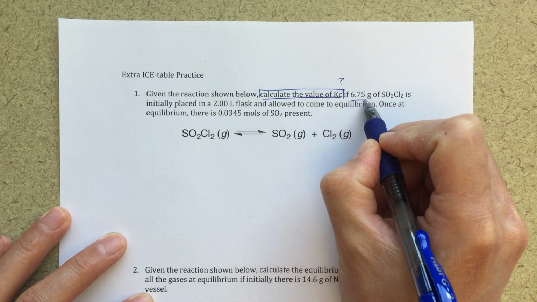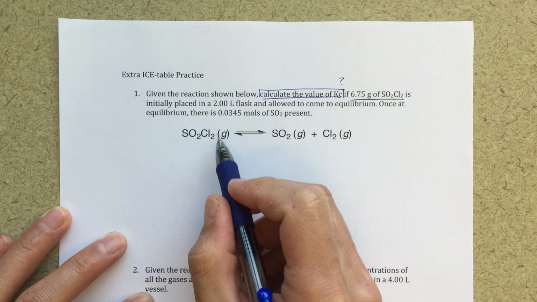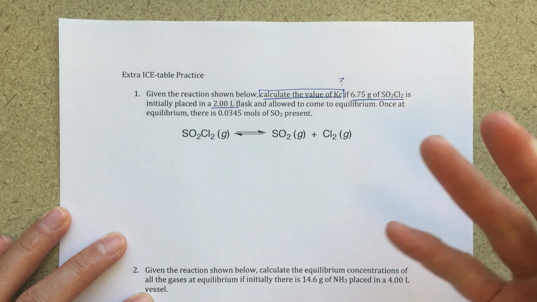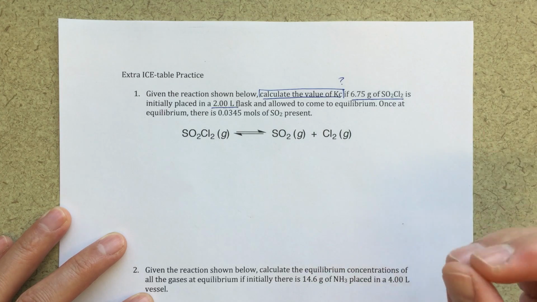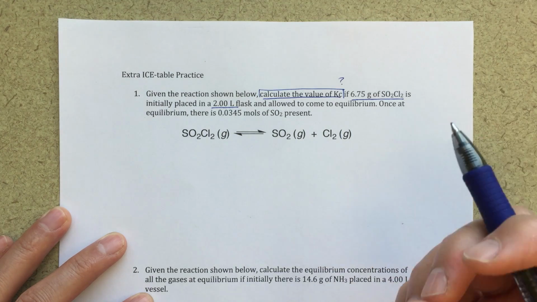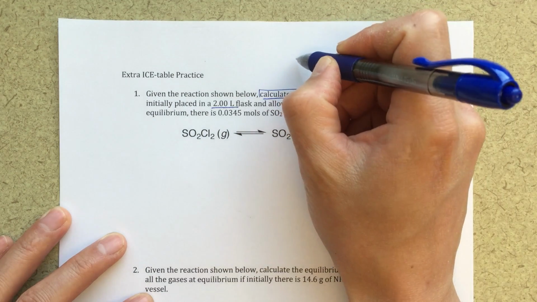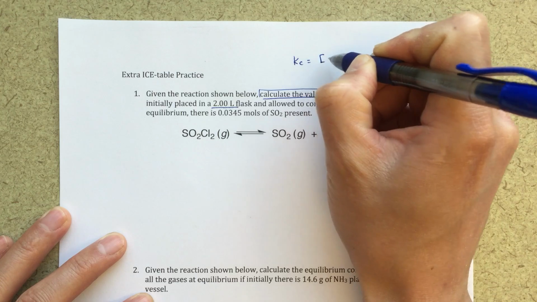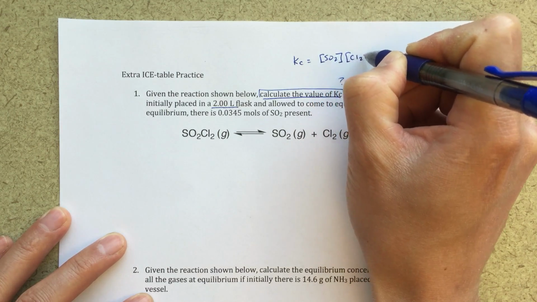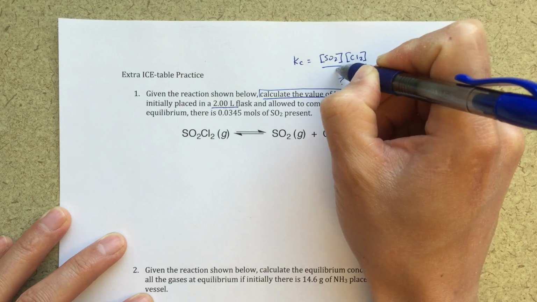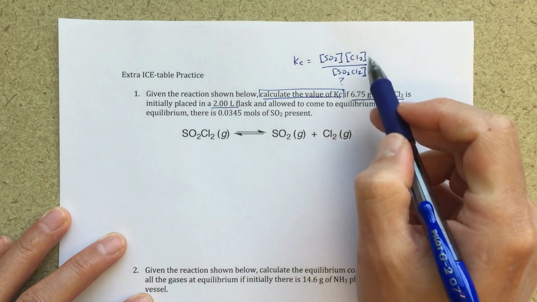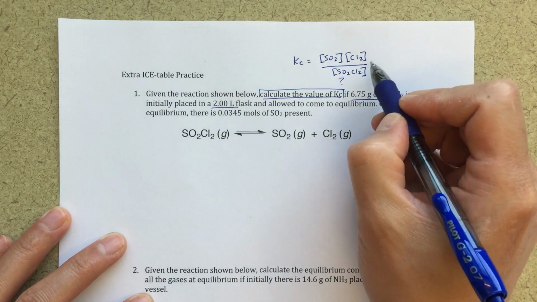So I've got 6.75 grams of my reactant, my starting material, and then I'm putting that in a 2-liter flask. The importance of the 2-liter flask is that I want to calculate the molarity, so I want the concentration. Whenever we're calculating a Kc, I want to make sure that I'm using concentration. So let's just go ahead and write that out. Kc is equal to the concentration of SO2 times the concentration of Cl2, all over the concentration of my starting material, SO2Cl2.